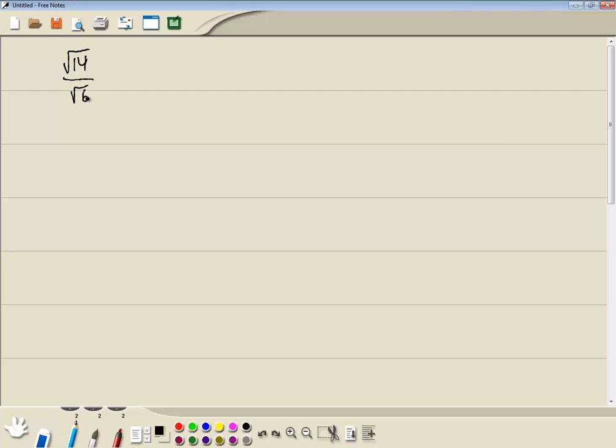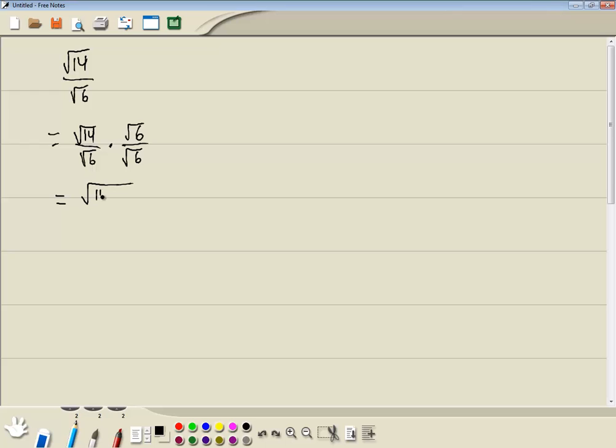Now I might try to simplify it, but 6 is 2 times 3, and that didn't do me good, because for a square root I need pairs of something. 14 is 2 times 7, so I can't really simplify anything there. So whenever you have a square root down in your denominator, how you get rid of it is you multiply the top and bottom by that square root. So we'll multiply the bottom by the square root of 6, and we'll multiply the top part by square root of 6. And we'll see why here in a minute.